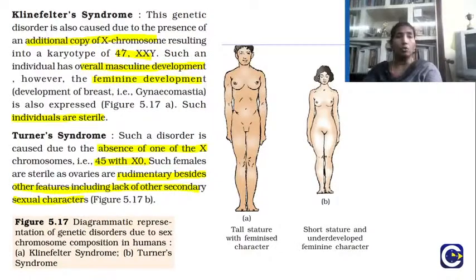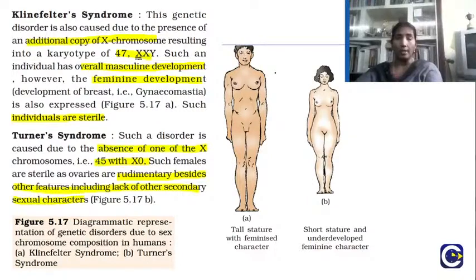Then Klinefelter syndrome, here there is an additional extra copy of chromosome. In this case, the X chromosome is one additional. Instead of XY, there is one more chromosome when they see the sex karyotyping. Overall, they will be masculine, but there will be feminine development also, like development of breast. The individuals will be male because of the presence of Y chromosome. So male reproductive organs and secondary sexual characters will be poorly developed.